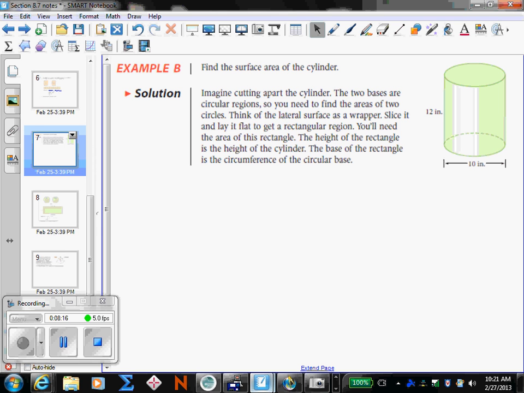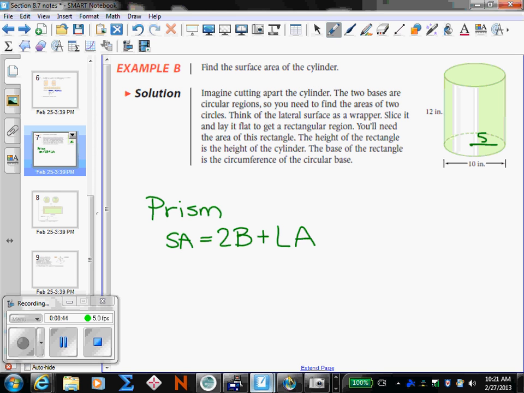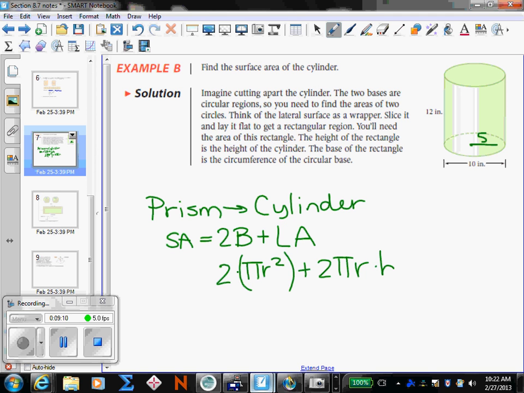Okay, so here we go with a cylinder. Again, you're going to treat it like it is a prism. So our prism formula: 2 times the area of the base plus the lateral area. Our base is a circle. The radius of this circle is 5. So I'm going to put the area formula in here, pi r squared, plus the lateral area. So our lateral area, if it is a cylinder, is going to be 2 pi r times the height. So the perimeter is the circumference times the height.